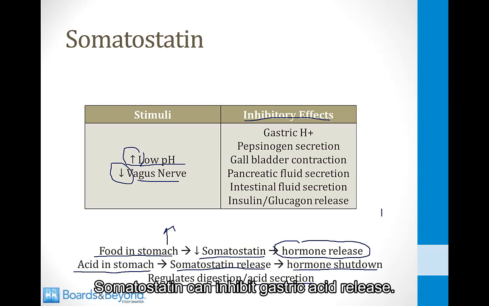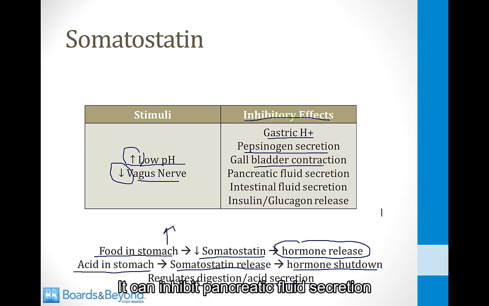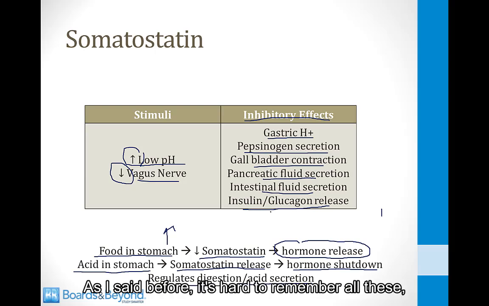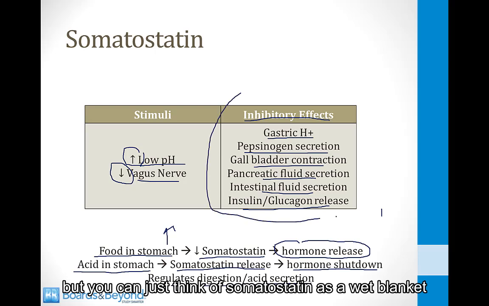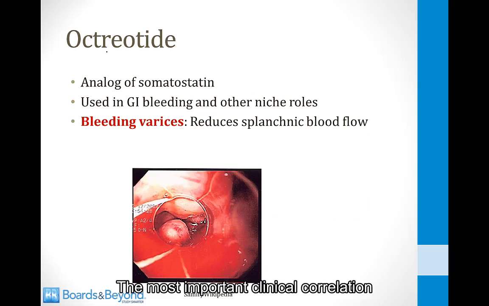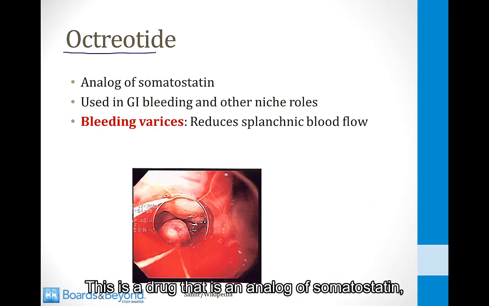Somatostatin can inhibit gastric acid release. It can inhibit secretion of pepsinogen. It can also blunt gallbladder contraction. It can inhibit pancreatic fluid secretion and intestinal fluid secretion, and it can blunt insulin and glucagon release. As I said before, it's hard to remember all these, but you can just think of somatostatin as a wet blanket that shuts down the release of many gastrointestinal hormones. The most important clinical correlation of somatostatin is octreotide. This is a drug that is an analog of somatostatin.